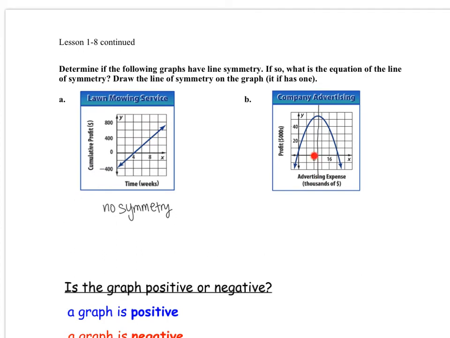Since we're going by 4s, and this is 8 and this is 12, then in the middle would be 10. So the equation of that line is x equals 10. When you have a vertical line, the equation will always be x equals and then whatever x value the line is at. So our answer for that one is yes, it has symmetry, and it's at the line x equals 10.